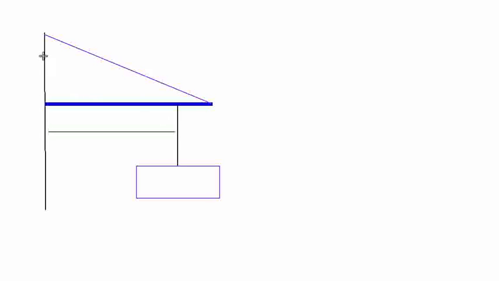Let's do a problem now involving a hanging sign. Give me a minute to draw a picture. Okay, almost done.